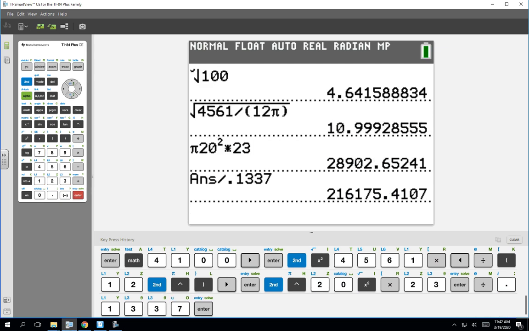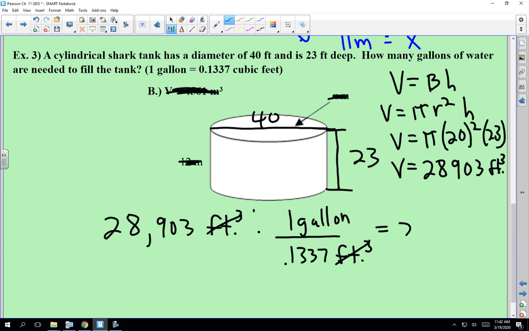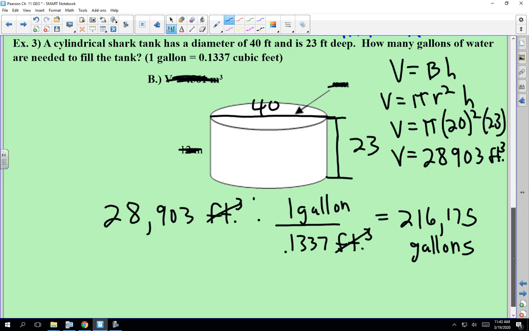So 216,175 gallons of water. That's a lot of water. Take one milk jug and multiply that by 216,175. So that's a lot of them. Hopefully you're not filling that thing up one milk jug at a time. It'll take a while. All right.